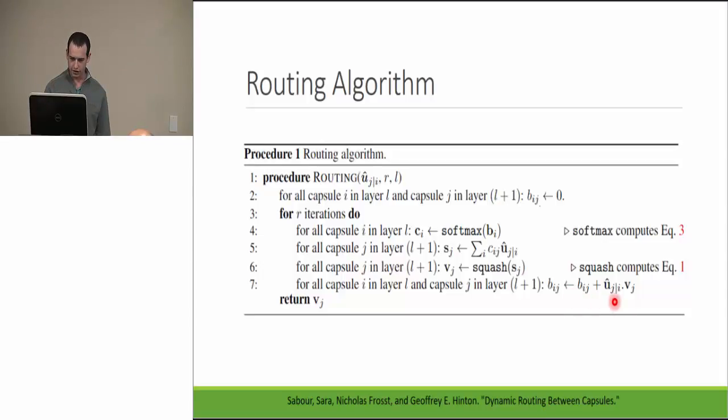This is done basically by this scalar product. If the result is large, that means the lower level capsule has high agreement with other low level capsules, so it's going to increase the probability. If the scalar product is low, then it's going to decrease the probability. And this is done several times to refine the agreements, and then eventually it converges. In this paper, they do it 3 times, and then you output the different capsules.